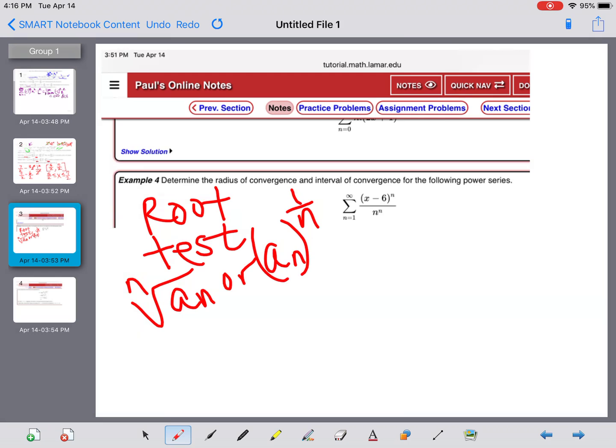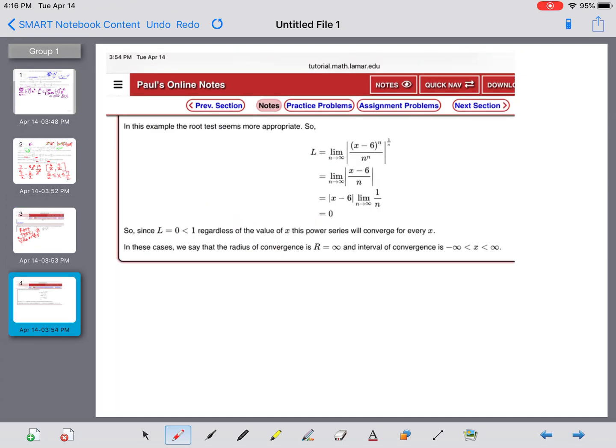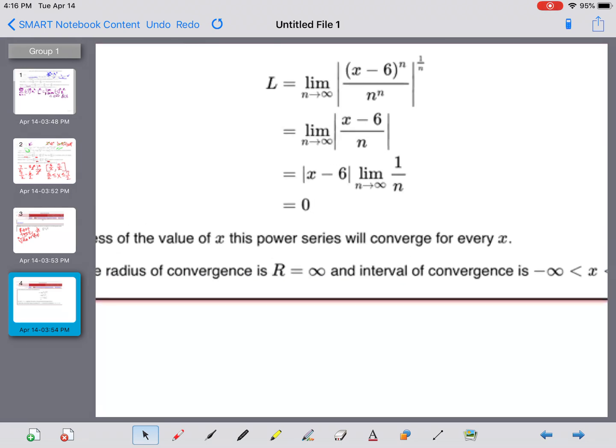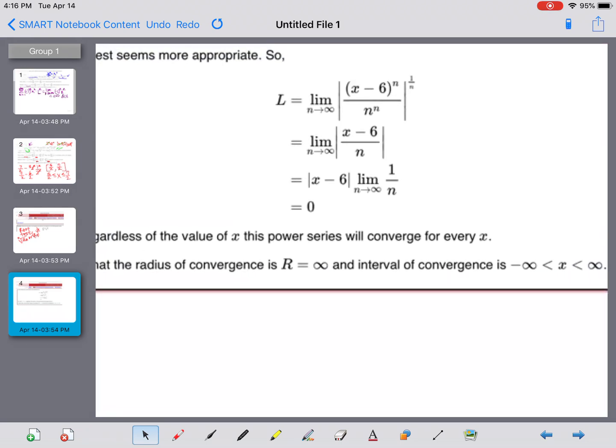Now the root test has the same conditions as a ratio test. So you can take the nth root of your entire series, or that's the same thing as raising your series to the 1 over n power. So on the next page, let's see what happens. And it's still absolute value.